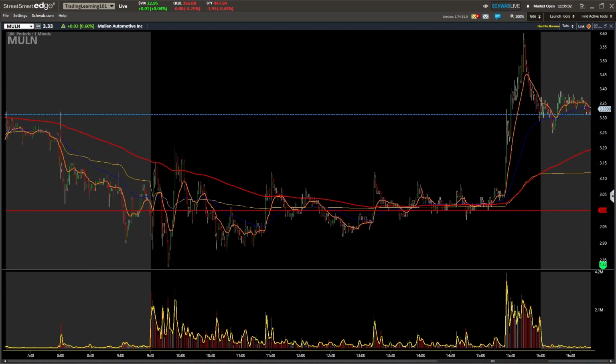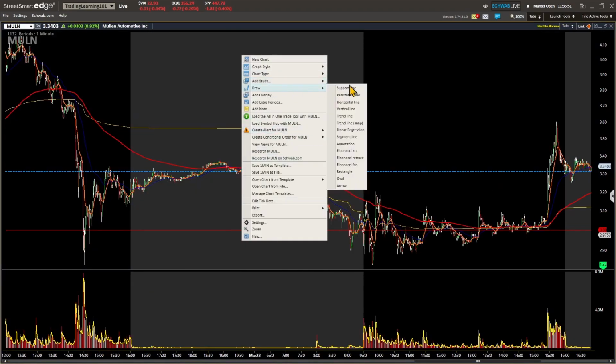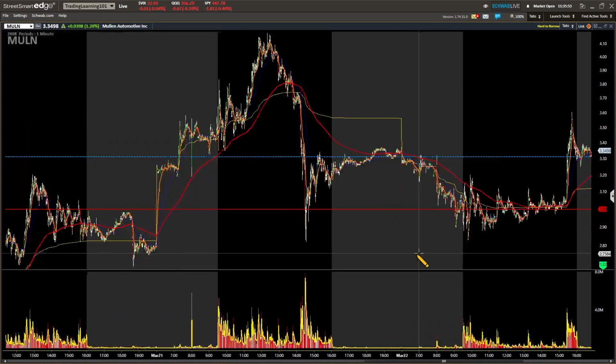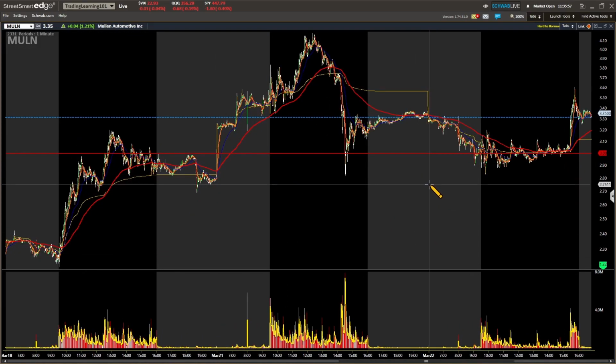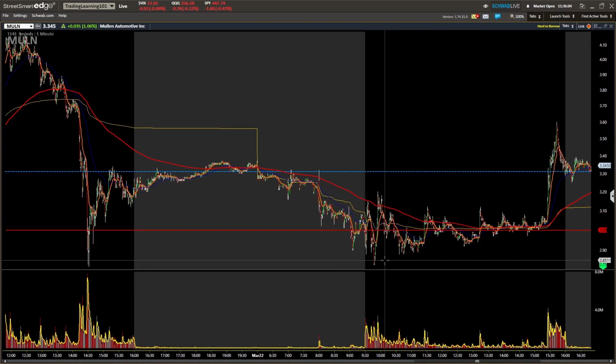So if we were developing a plan for MULN at that $3 level, to make things easier, let's put a risk down below at $2.75, for example. We'll get out a green line. We'll draw a support at $2.75, which would have been right there. As the stock's up at $3, we put our stop loss just below $2.75. We're giving the stock room to breathe and move, do its thing, let it play around at that $3.